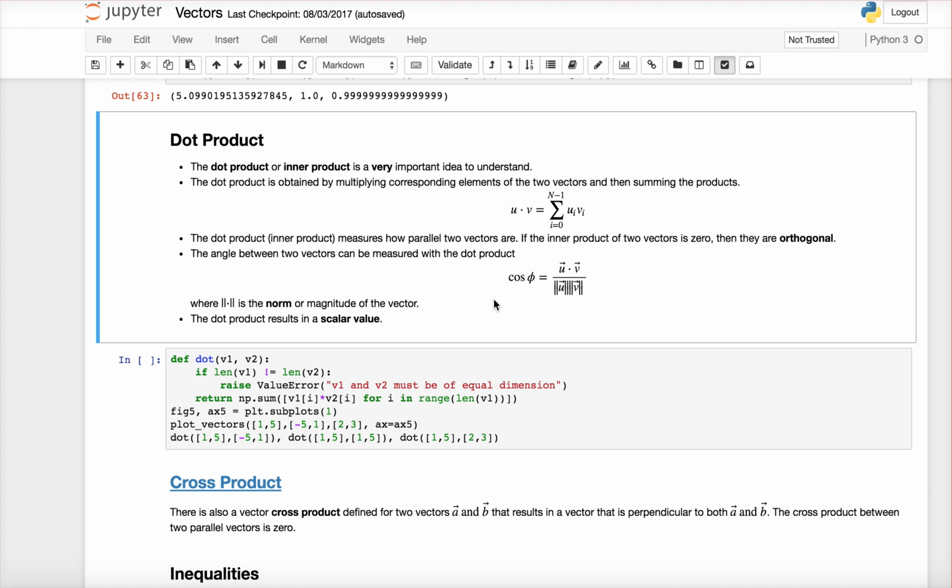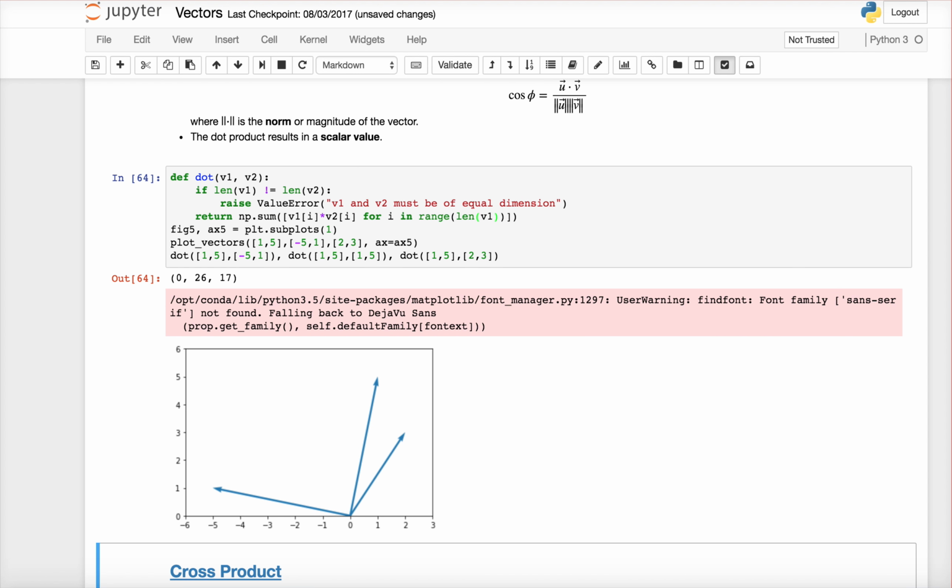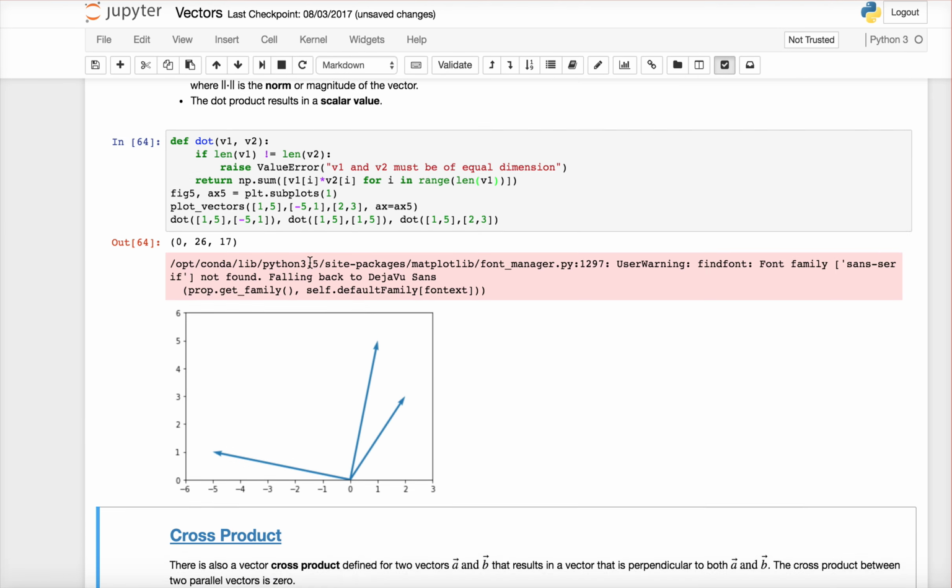So this dot product is going to be a vector property that we're going to use to find the similarity between two vectors. And here's a function to compute the dot product of two numbers and plotting two vectors, and then we're plotting three vectors here and computing the dot products between them.